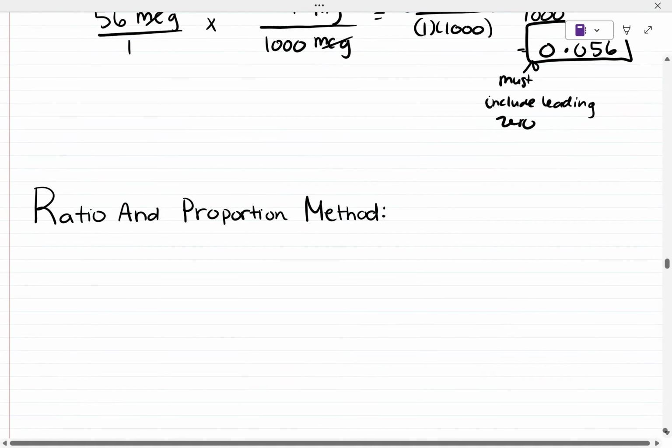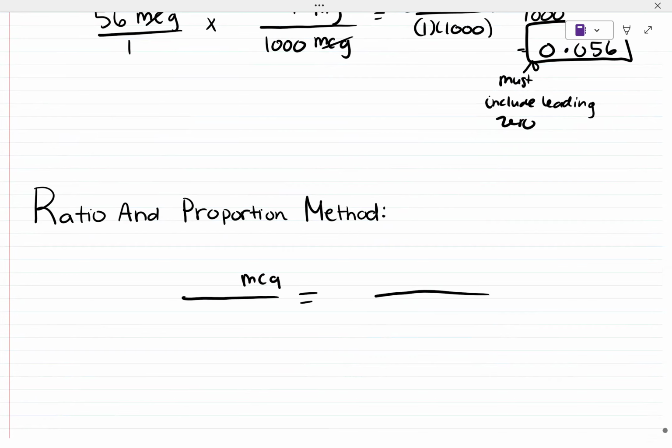A ratio and proportion, so we have it as a fraction. Over here, you could put mcg, and then on the bottom, you could put mg. And over here, this also has to be mcg, and over here, it's going to be mg. Okay, so we were given exactly 56 mcg, and our mg is unknown. And what's the relationship between mcg and mg?